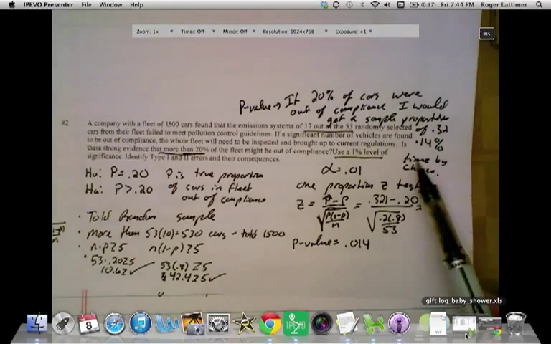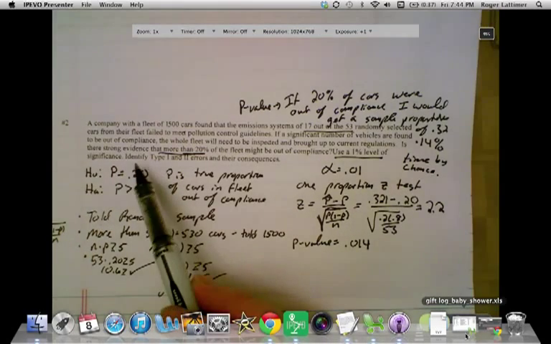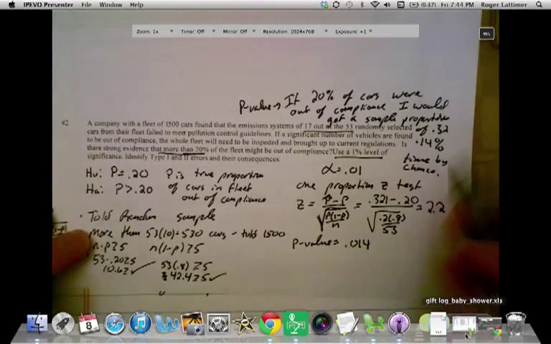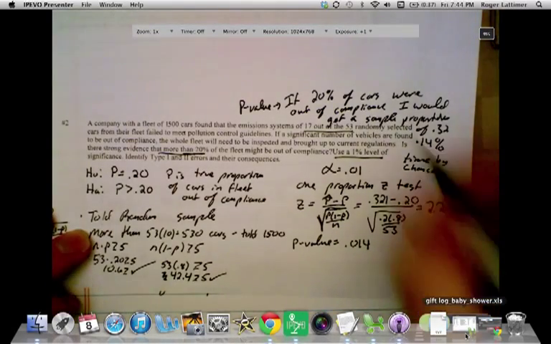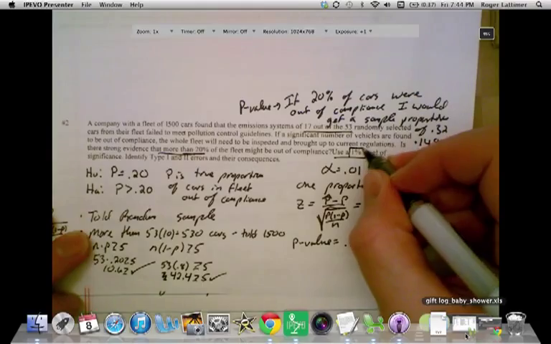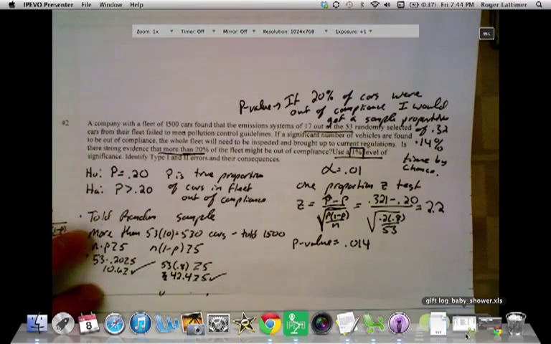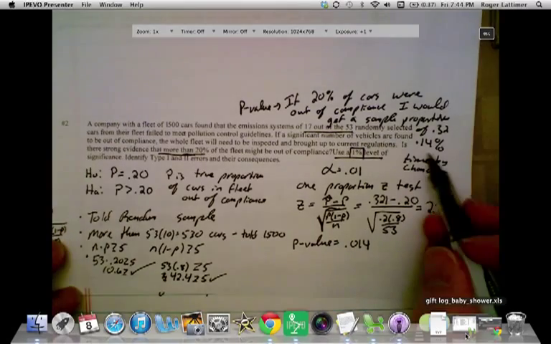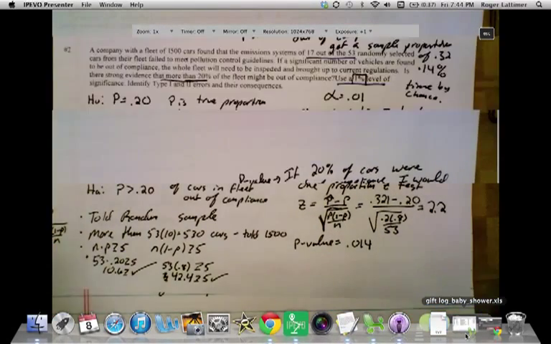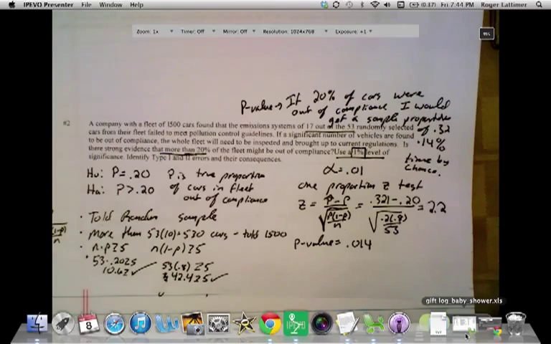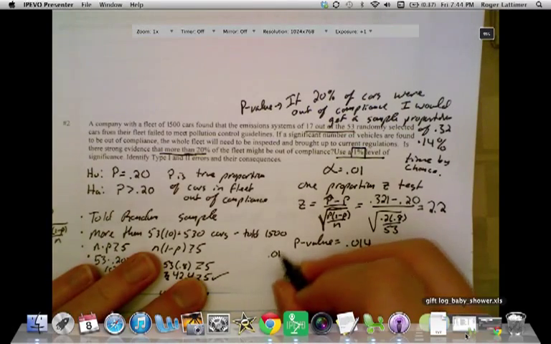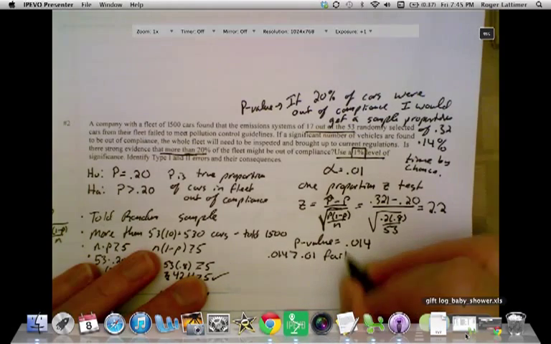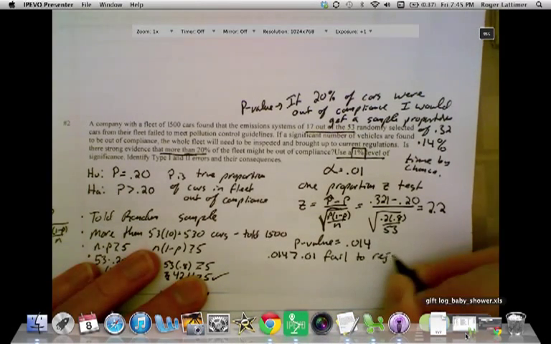Therefore, since that's unlikely to happen by chance, what do you think I'm going to say? Well, it's super unlikely, but is it less than this alpha level that I set? That's the thing. We needed evidence that it had to happen less than 1 out of 100 times. Mine would happen 1.4 times out of 100 in the long run, so it's not going to be strong enough. So 0.014 is greater than 0.01. So I fail to reject H0.